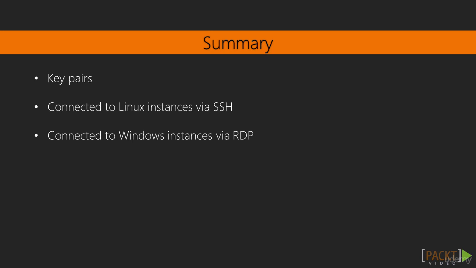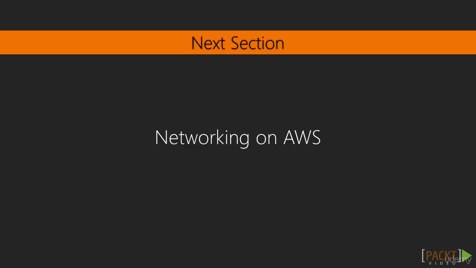In this section, we learned about key pairs, then we used them to authenticate and SSH to Linux instances, and finally we used them to decrypt the administrator password and remote desktop to a Windows instance. In the next section, we will cover networking on AWS, including IP addressing, subnets, and routing tables.